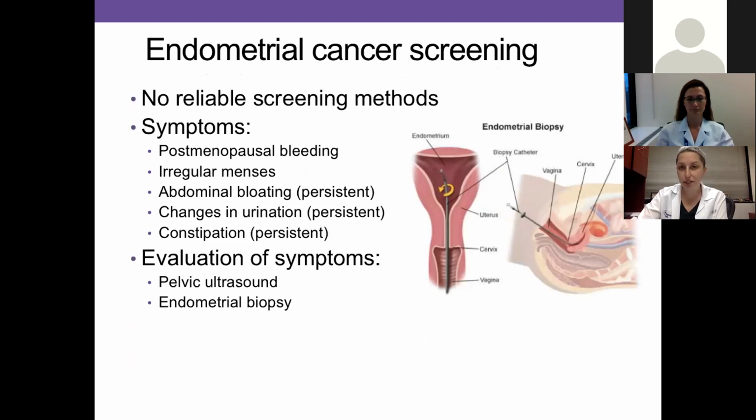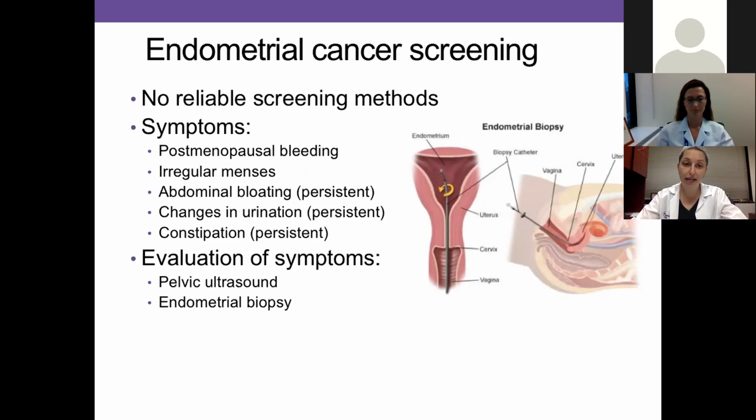But fortunately, endometrial cancer does present with symptoms in about 90% of early cases. So the main symptom that you might see is irregular menstrual bleeding. And that can be a warning that you could have something wrong. Another big issue is any bleeding in a postmenopausal person, which needs to be brought up to your doctor and really monitored. Other symptoms can be abdominal bloating if persistent, changes in urination, or changes in bowel movements if persistent.